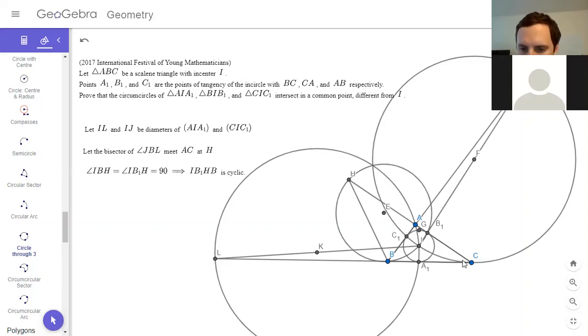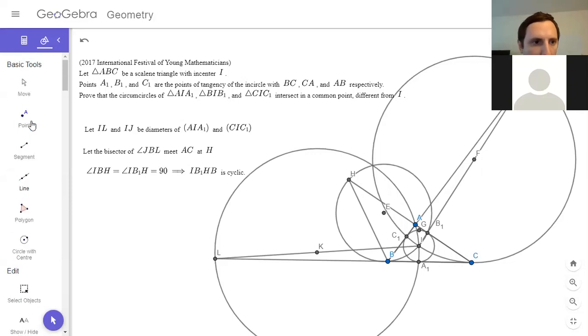Trying to think. Maybe we could use Monge's theorem. Yeah, I'm just trying to see if you can use Desargues or something. Hold on. No, L doesn't lie on the polar. All right.